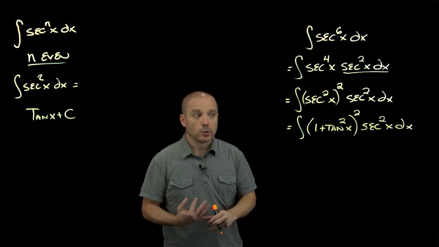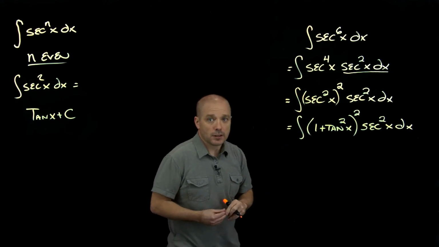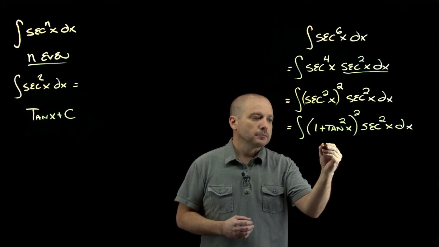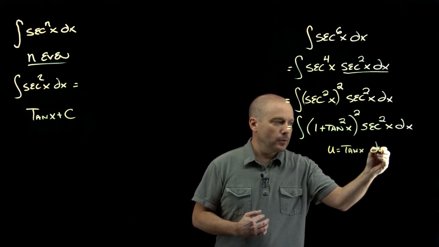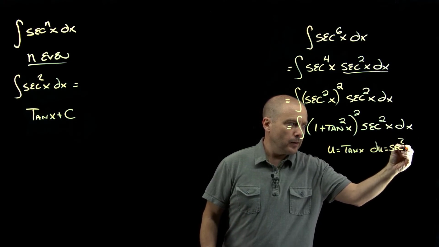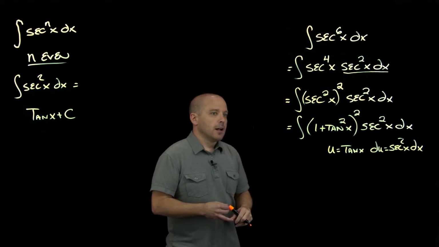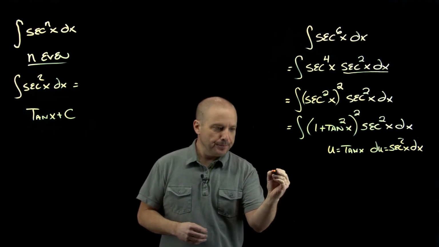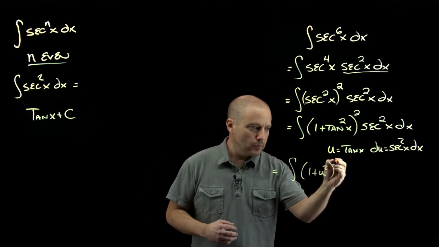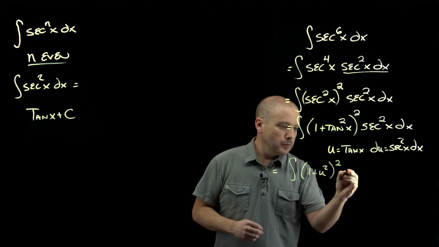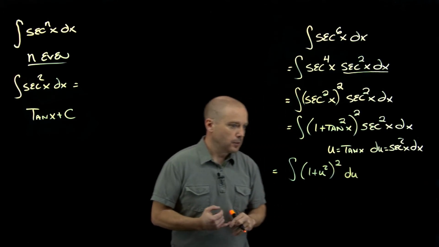And now we're ready for U-substitution, because remember, this was going to be our du. Tangent then can be our u. So our u here is tangent x, du is secant squared x dx. And now this whole thing can be rewritten as the integral of 1 plus u squared, squared, du.